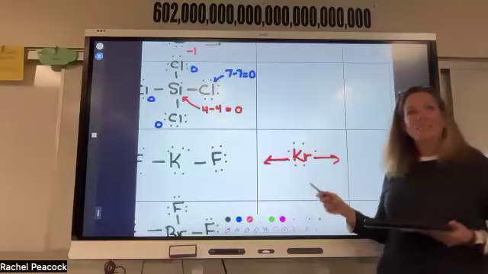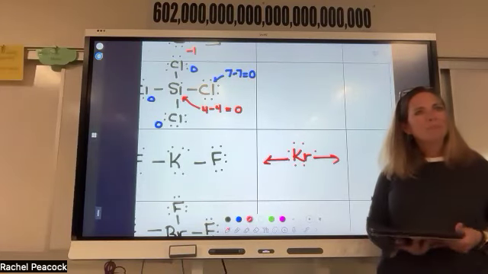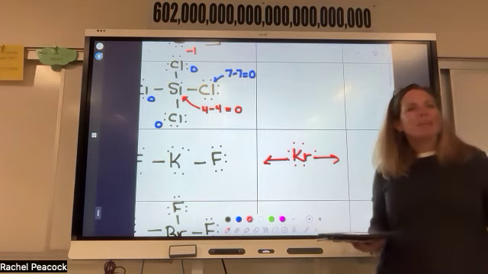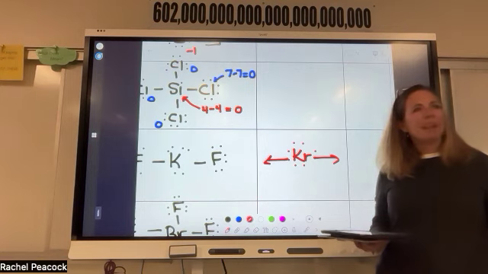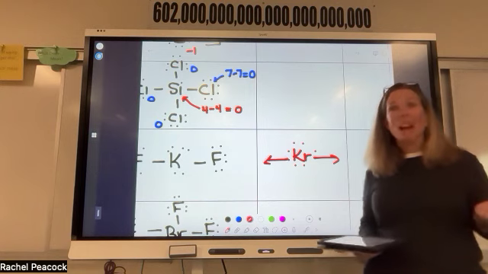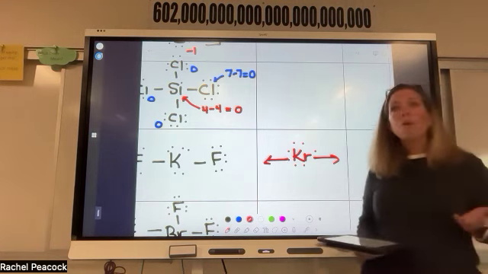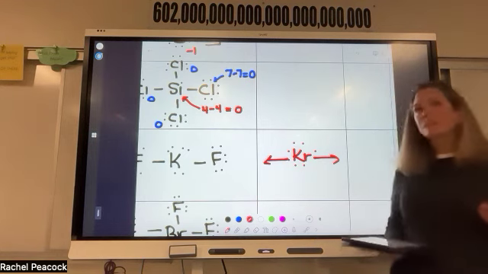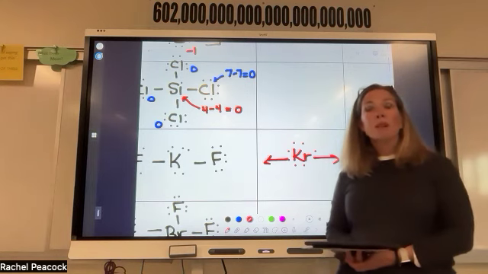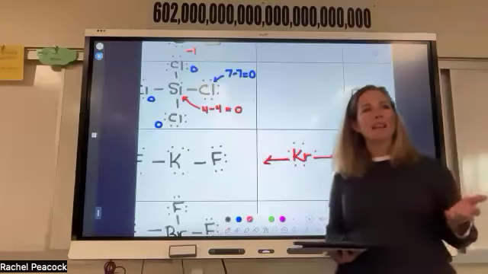So does that explain where those three pairs came from? It's basically sharing unshared pairs. Okay? And krypton does that. So does xenon. These are actually chemicals that exist. Part of the reason is because those are larger atoms, so the nucleus doesn't have as strong of a hold on those valence electrons.